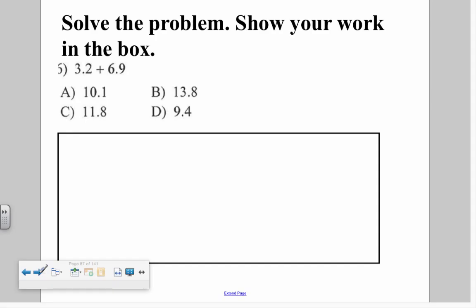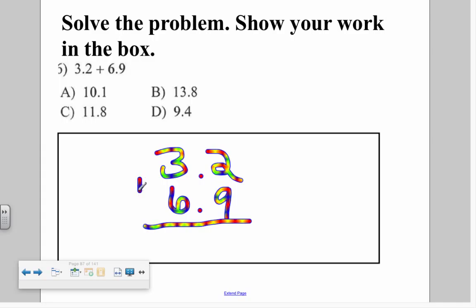Here's a multiple choice. I have two numbers that are decimals that I need to add. If you remember, you need to line up the decimals when you add them. 2 plus 9 is 11. Don't forget to bring down the decimal. 1 plus 3 is 4. 4 plus 6 is 10. So my answer would be A.